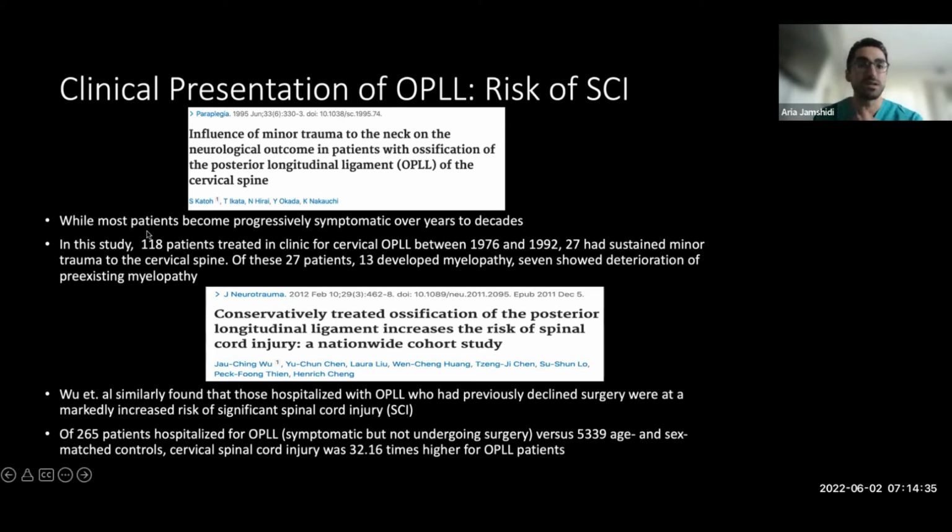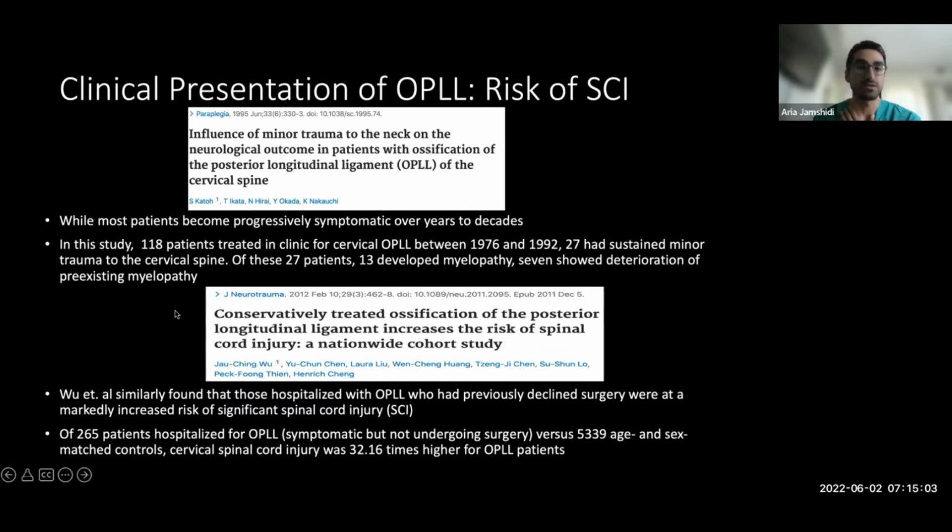This was an interesting study, albeit done quite a while ago in 1995, but it was 118 patients treated in clinic from 1976 to 1992. And 27 of those 118 patients sustained minor trauma to the cervical spine. And of those 27, 13 developed myelopathy, and then 7 showed deterioration of their pre-existing myelopathy. So 20 of 27 patients with just minor trauma had developed severe symptoms.